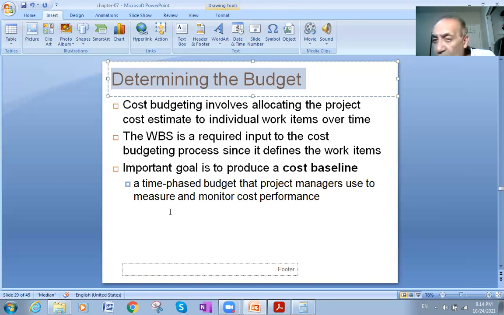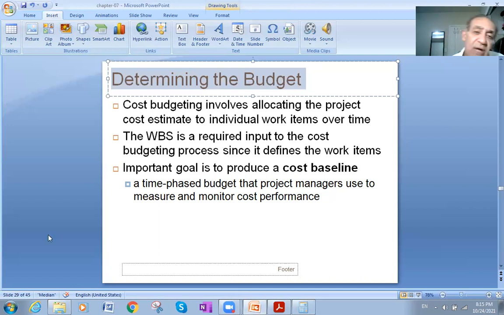When we talk about the word budget, we mean planning for the future. We mean how to plan for it. So do we budget costing? Yes, we budget the costs. Why? To know how much will be needed in the future for each of the activities till the project is delivered.